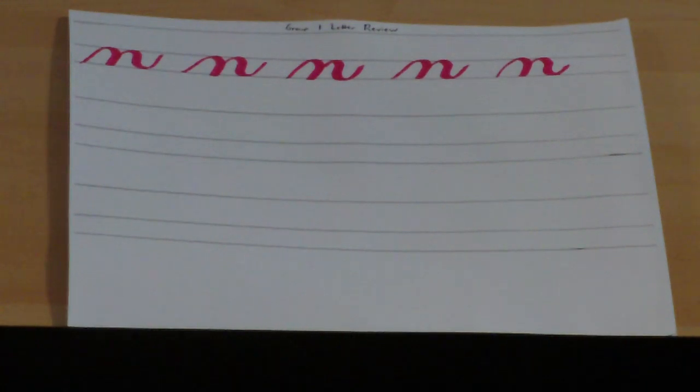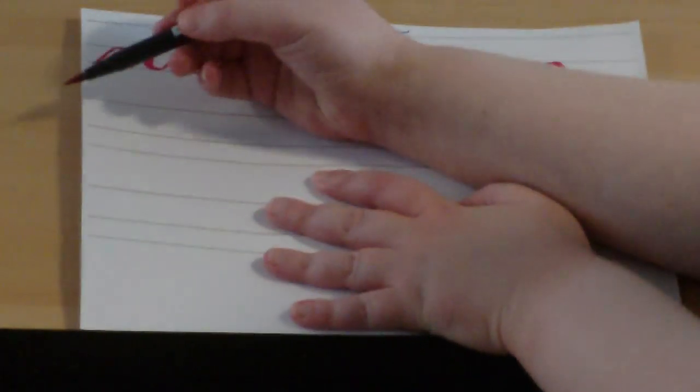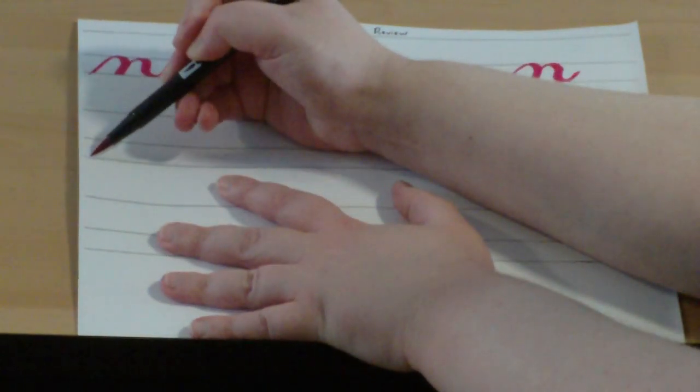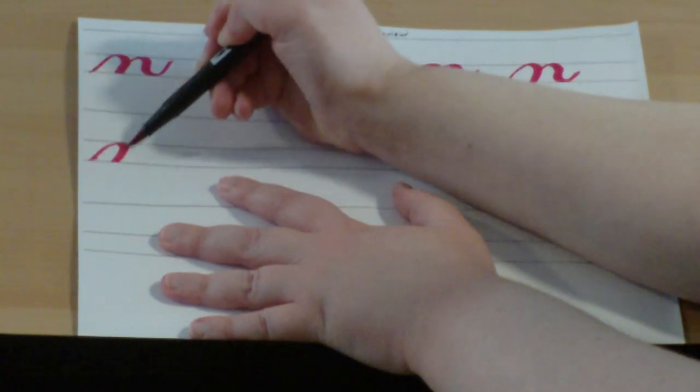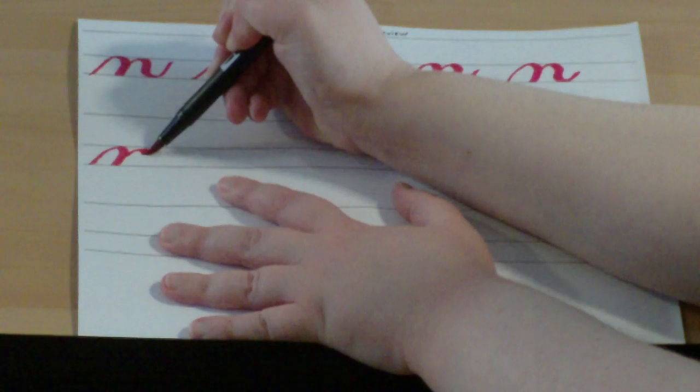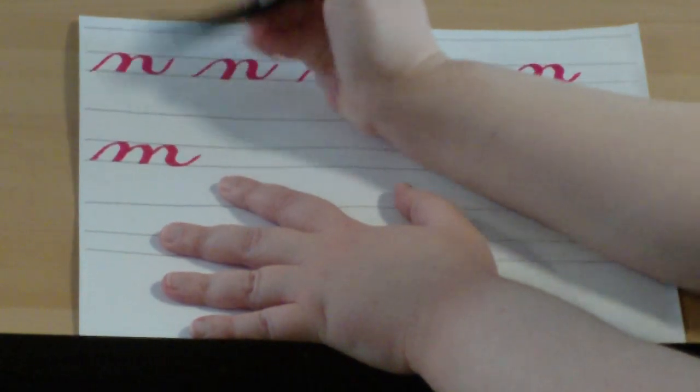All right, you ready for the next letter? Okay, the next letter is going to be the letter M. And all you need to do is add an extra overturn. So you start at the baseline, going to do an overturn. From here, another overturn. Then from here, a compound curve.